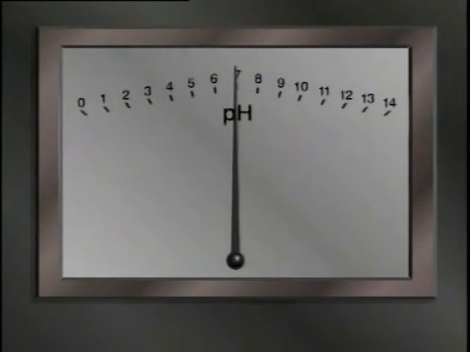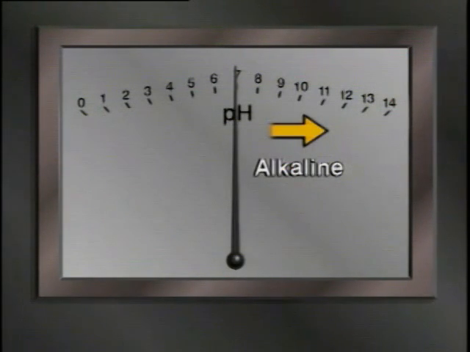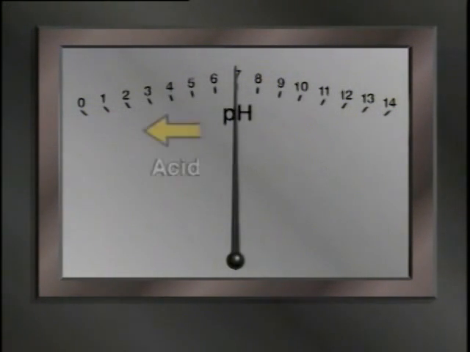The acidity or alkalinity of a solution can be expressed on a pH scale, such as this one. On this scale, pure water is assigned a value of 7. From 7, the numbers on the pH scale increase to indicate increasing alkalinity, and decrease to indicate increasing acidity.